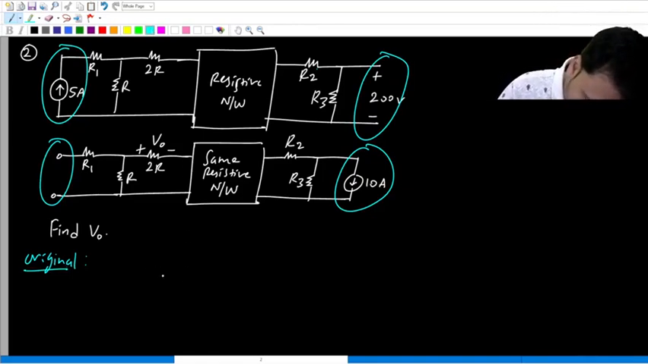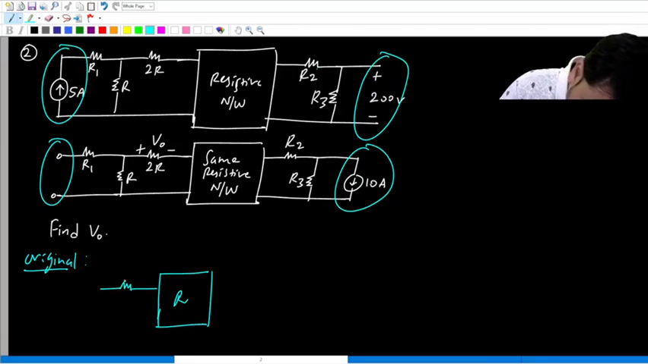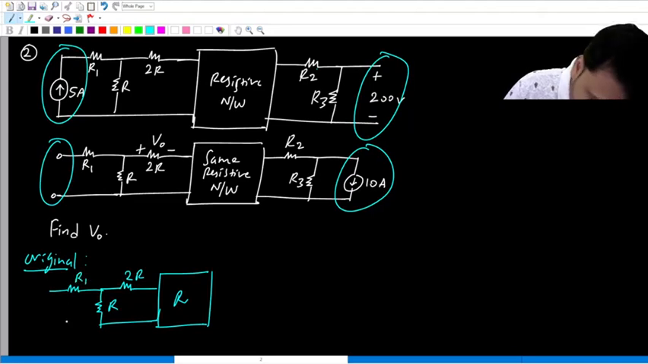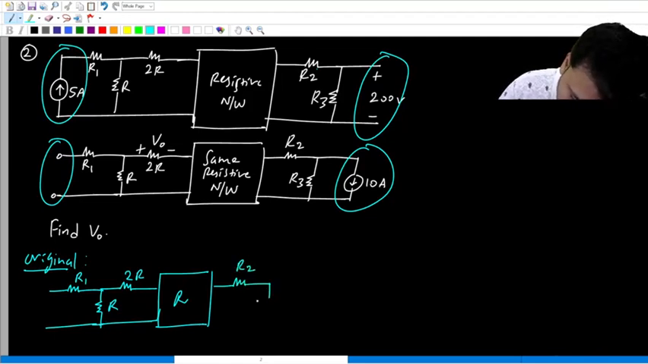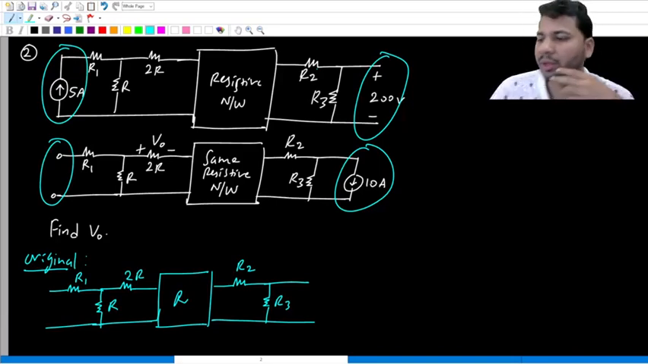So what could be that original circuit? Look at this. First I draw the resistive network, that is the box. This is 2R. Then this is R. This is R1. This is R2. This is R3. Yes. Now we have to show the two sources.